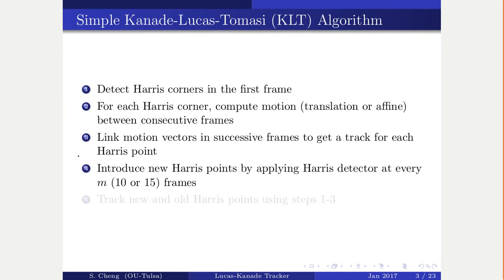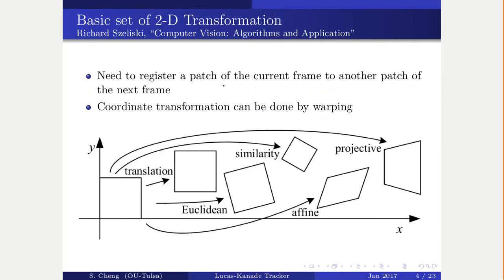And then we'll introduce new Harris points every once in a while, let's say every 10 or 15 frames. Eventually, we'll just go back and create new Harris corner points and redo steps 1, 2, 3. So as you can see, actually, the trickiest step is basically step 2. And this was addressed by Kanade's first paper, basically the original Lucas-Kanade paper, and typically it's called the Lucas-Kanade tracker. And that's what we'll focus on here.